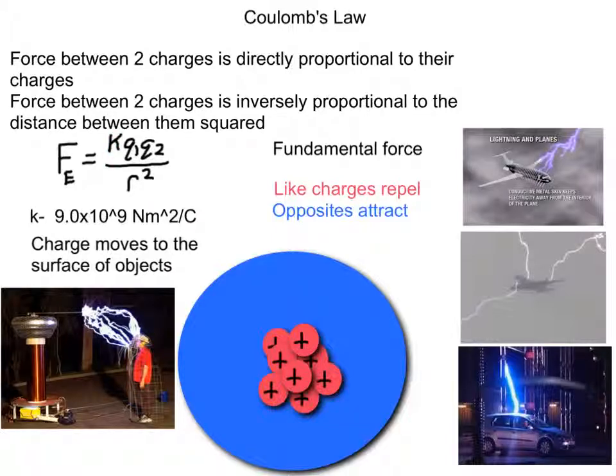K here is a constant. It's called Coulomb's constant, 9.0 times 10 to the 9th Newton meters squared per Coulomb. Sometimes you'll see that broken down into the permittivity of free space. We'll talk about that in class. But that's just a constant that you substitute into this equation. This equation is what gives you force.